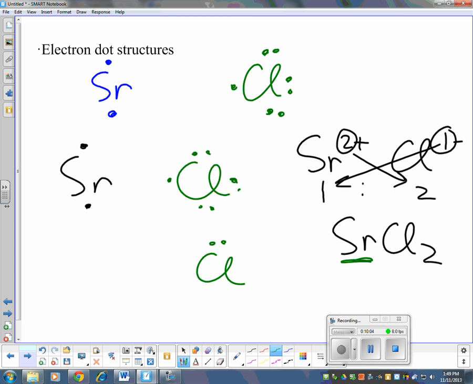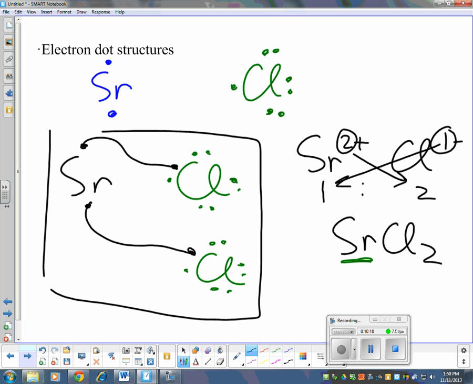Now, I transfer my electrons. How am I going to do that? Well, one goes here, boom, gets an octet. One goes there, boom, gets an octet. So there is my bond distribution done the easy way. Crisscross before you do it, and you'll be good to go.